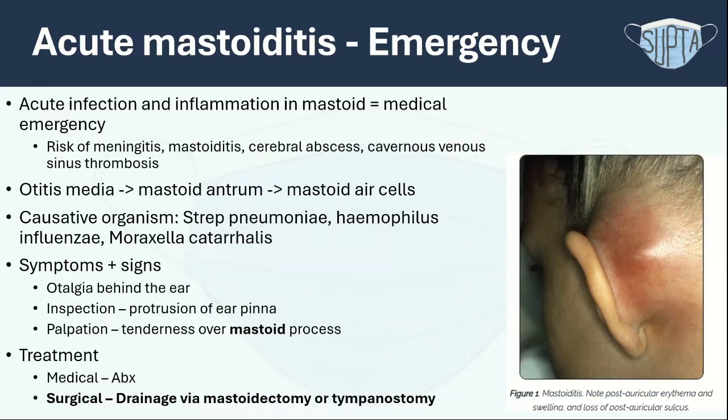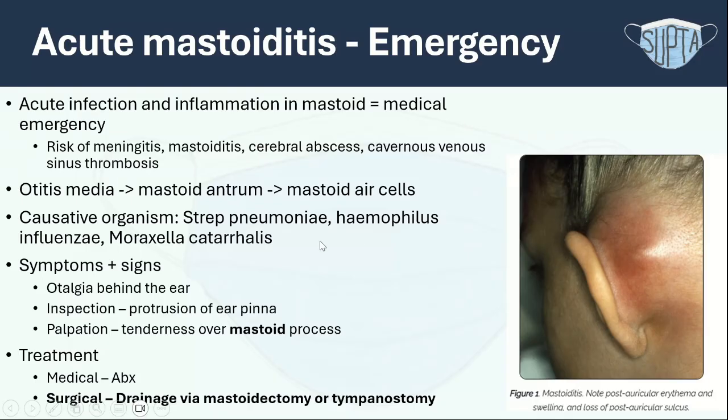So acute mastoiditis is an emergency, and this is when you have acute infection and inflammation in the mastoid, and it's a medical emergency. There is a risk of meningitis, cerebral abscesses, so that's typically why it's such an emergency. And what tends to happen is that you can have otitis media, which progresses into the mastoid antrum, and it starts to get infection of the air cells.